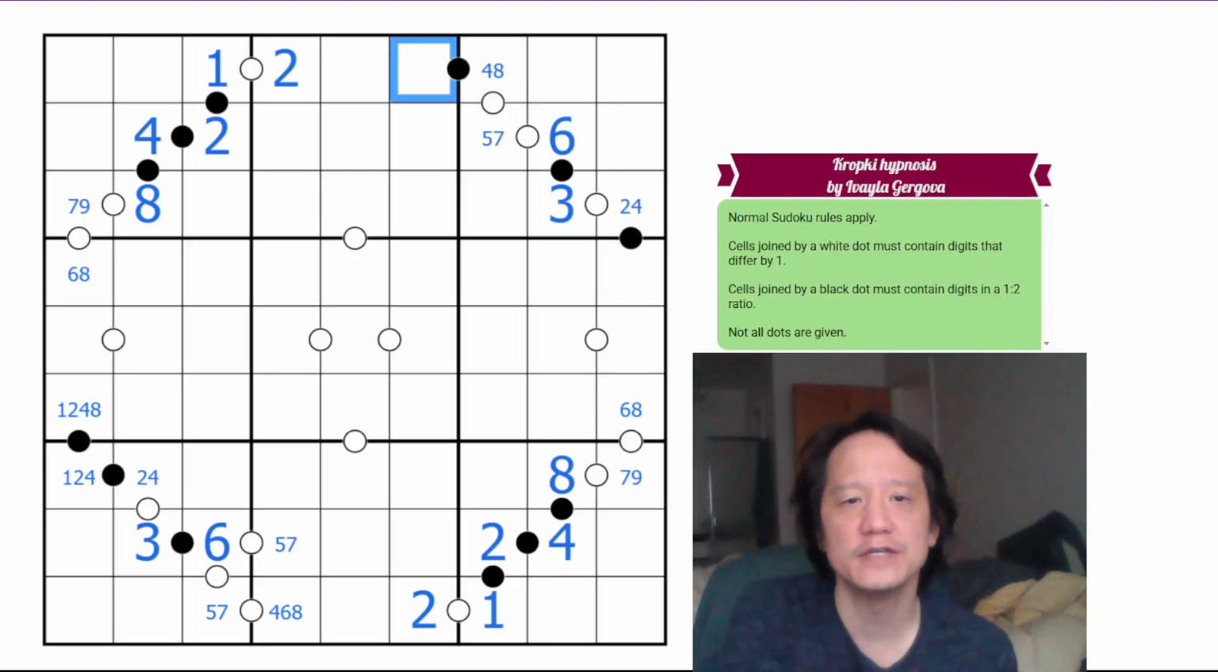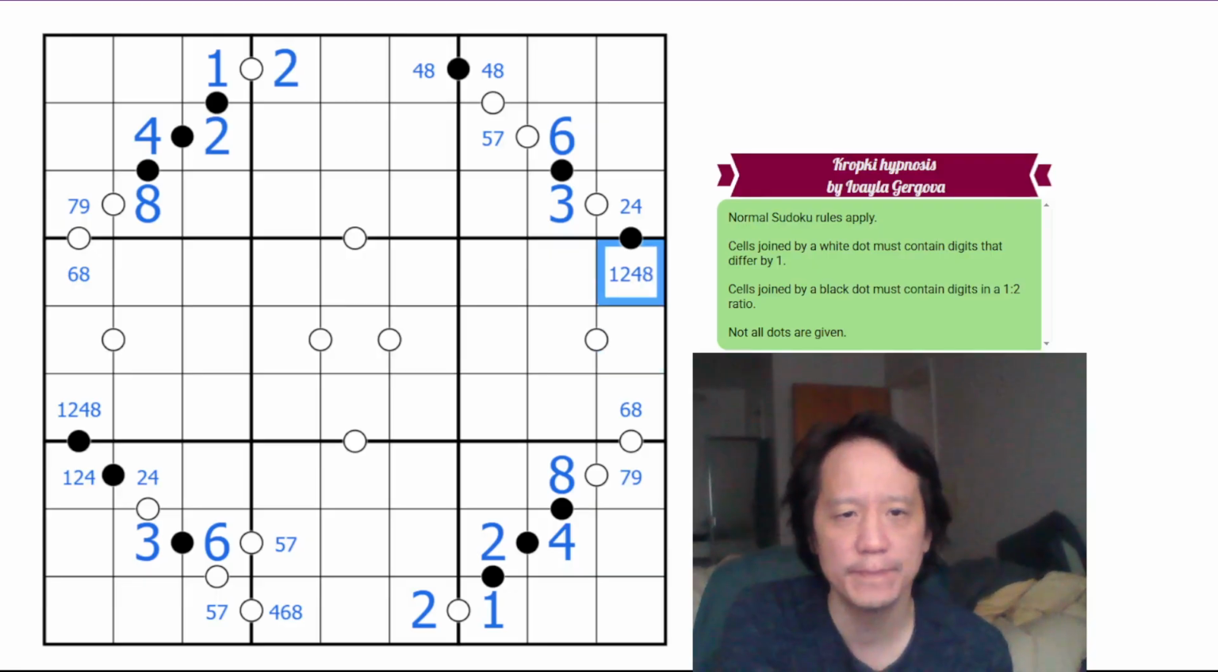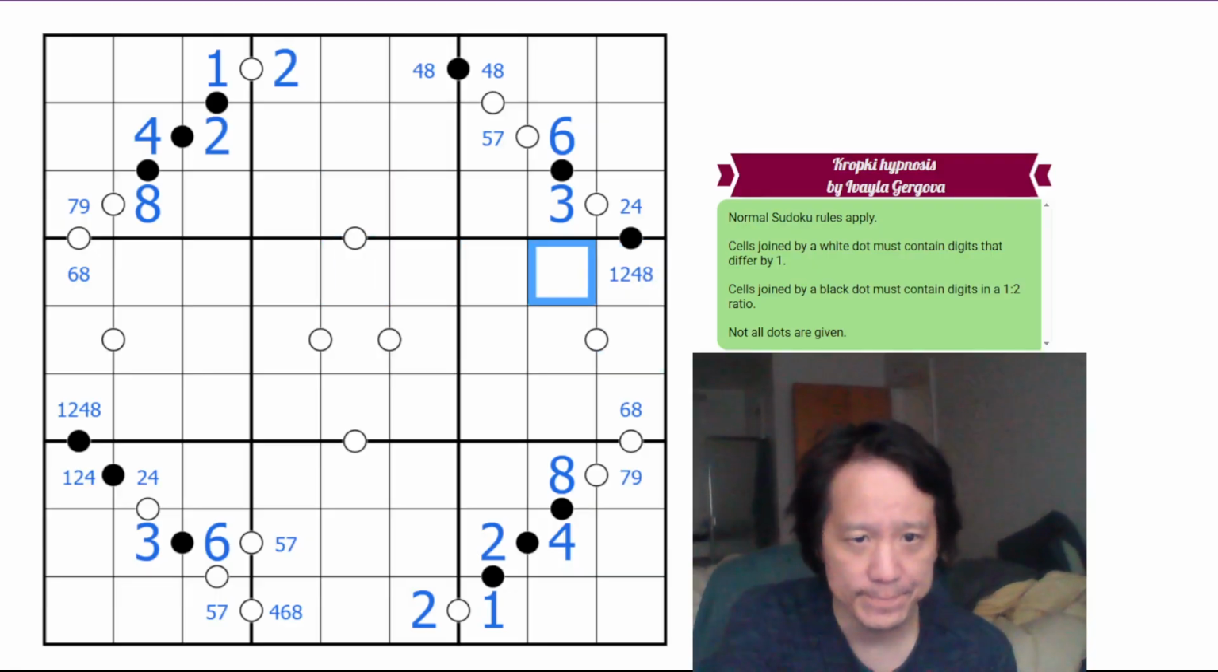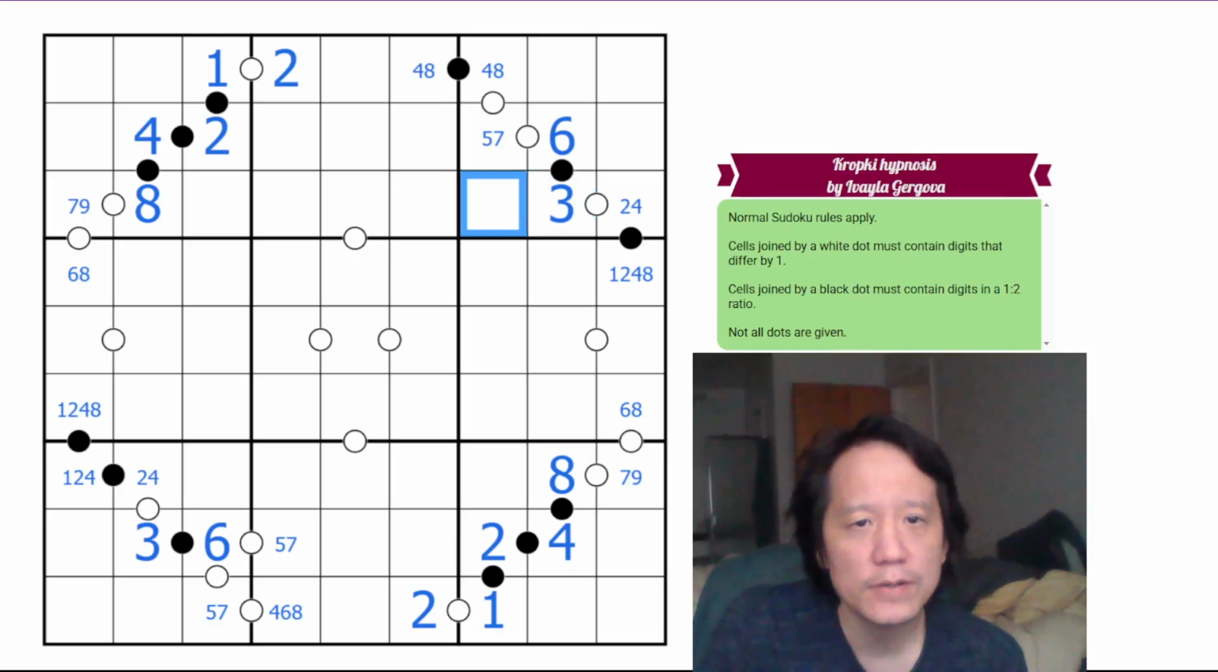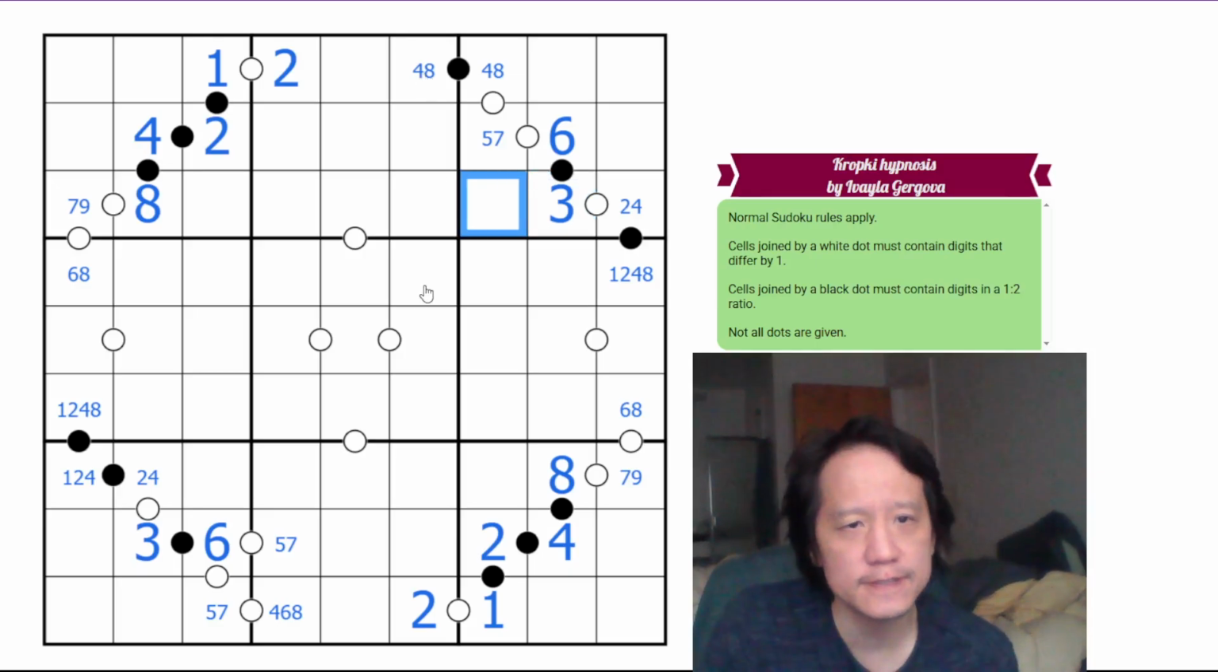So 4 or 8 is in a 1 to 2 ratio with 4 or 8 here. 2 or 4 is in a 1 to 2 ratio with 1, 2, 4, or 8 here. Okay, let's see. What else do we have?